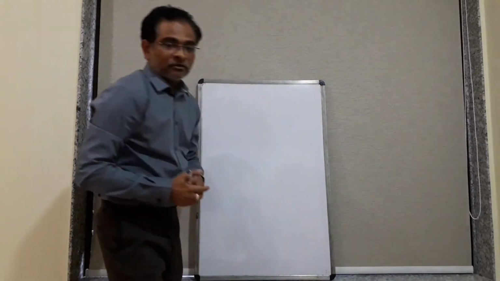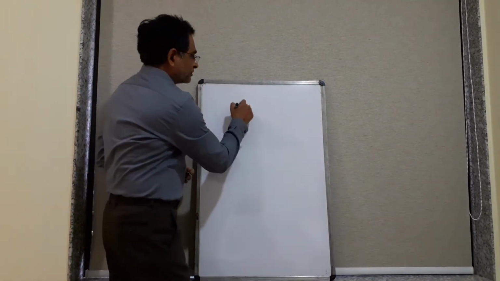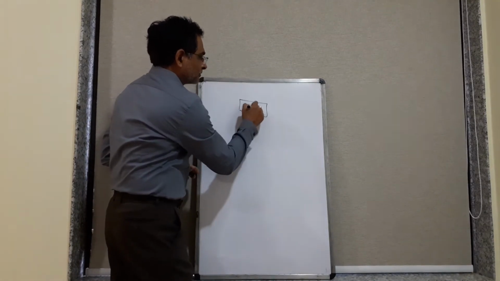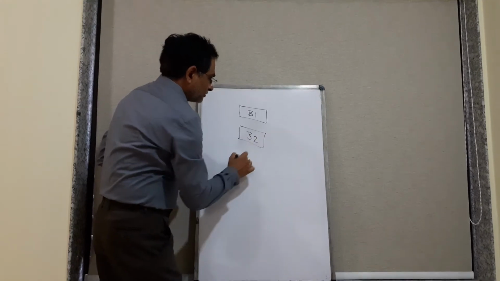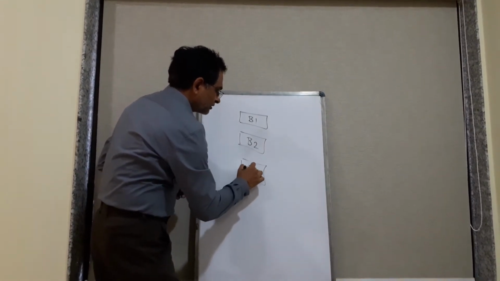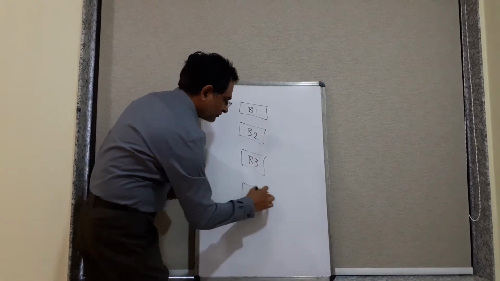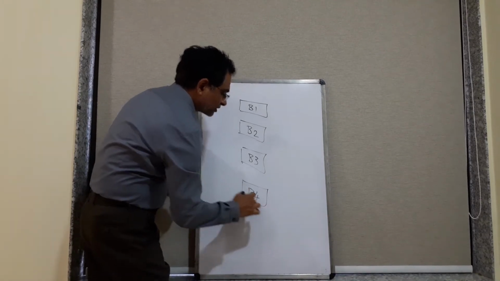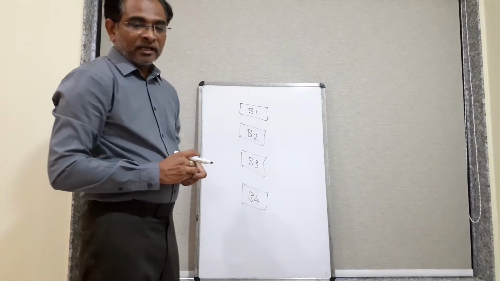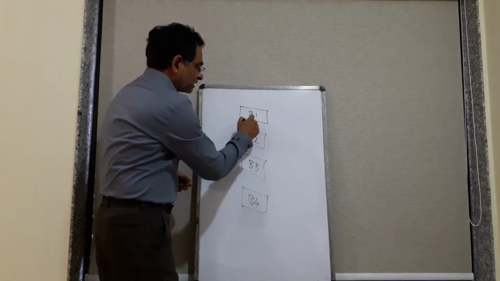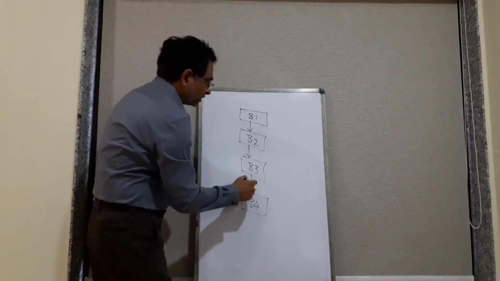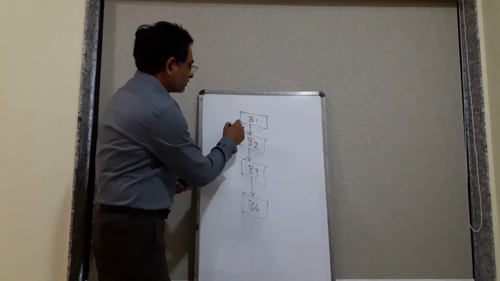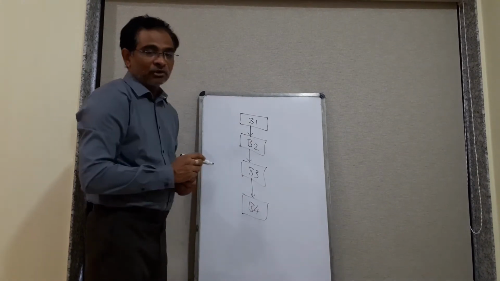Let's say this is one basic block B1. Then there is another basic block B2, basic block B3, basic block B4. So there are various basic blocks which we have identified, and there is going to be only one entry and only one exit from the block. There are no intermediate exits.